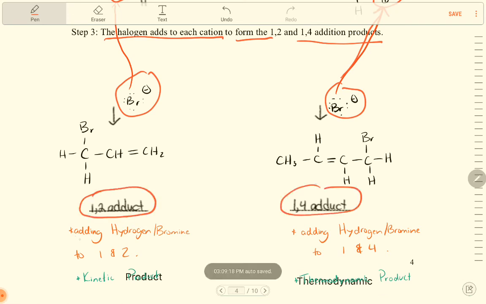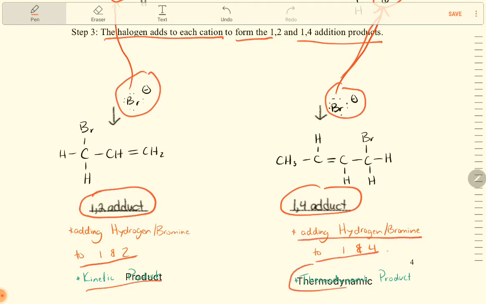Now when you add hydrogen bromide at 1,2, it's the kinetic product that forms. If you add hydrogen bromide at 1,4, the thermodynamic product forms. So that's why you can see both 1,2 and 1,4 addition products form.